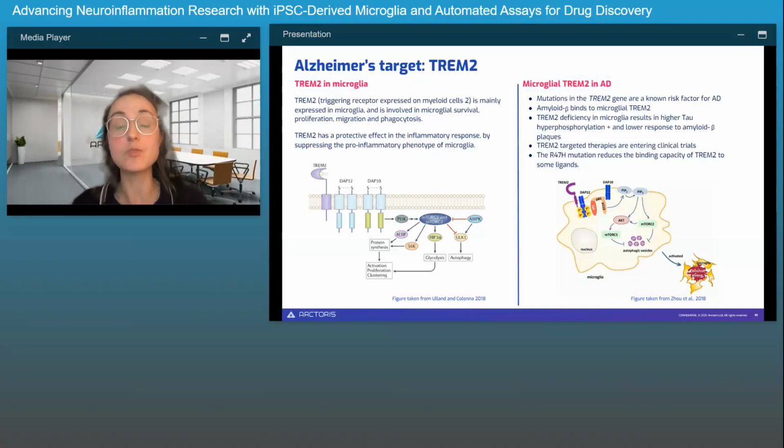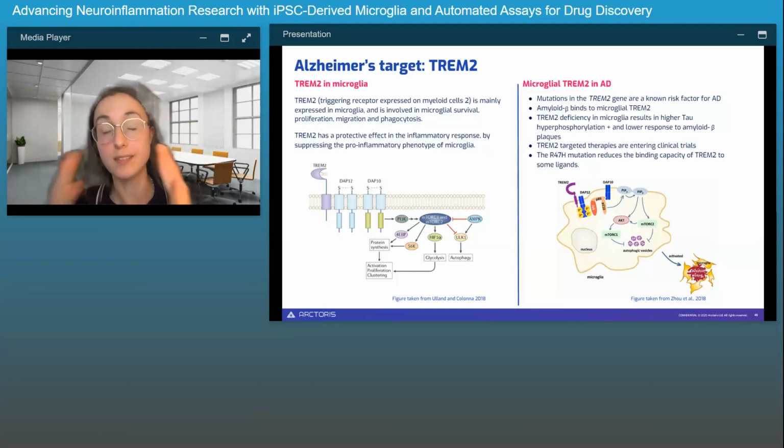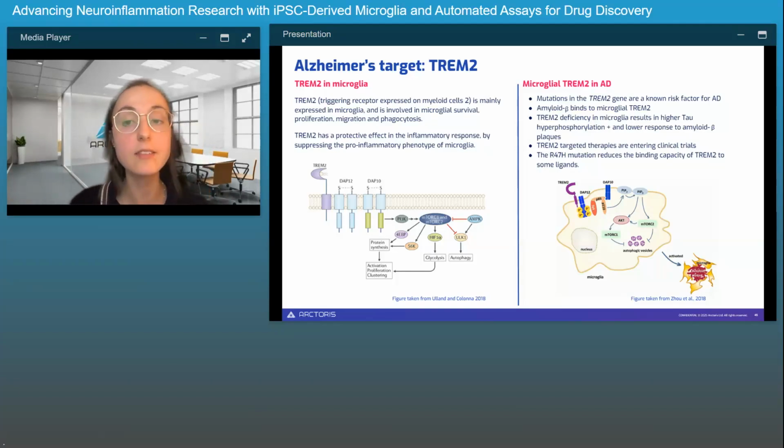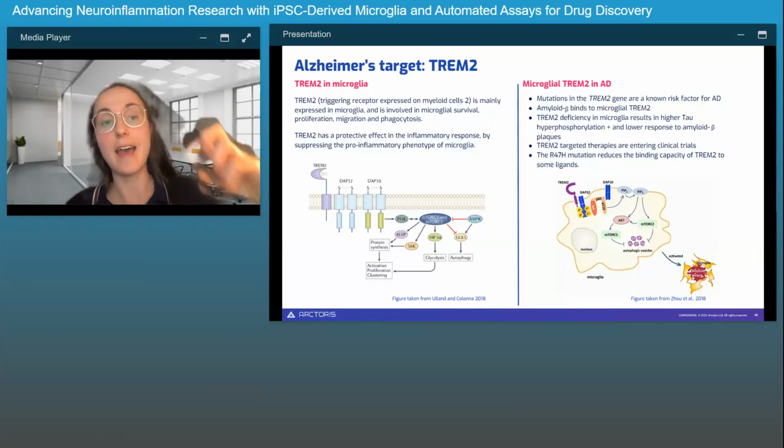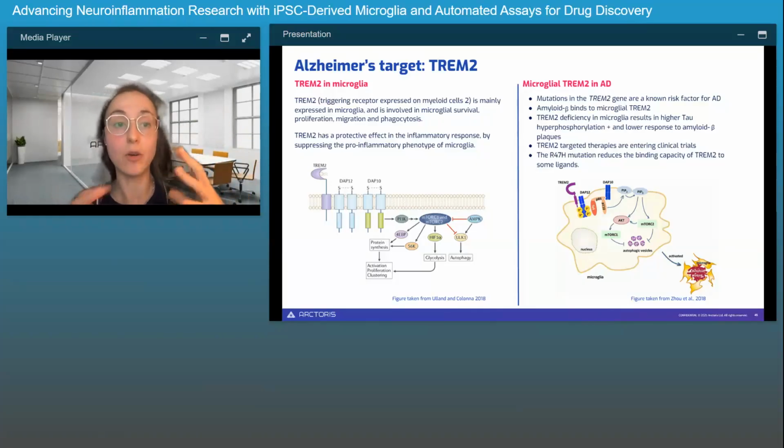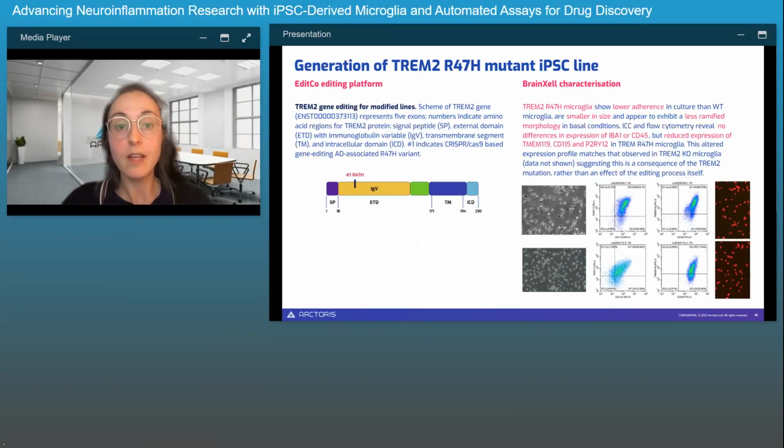And that's why a lot of people are using TREM2 as a target to develop therapies, and some are actually entering clinical trials. And lastly, the mutation we are going to be focusing on is the R47H mutation, and this mutation reduces the binding capacity of the TREM2 receptor to some of its ligands.